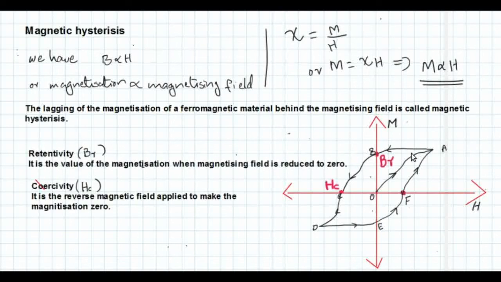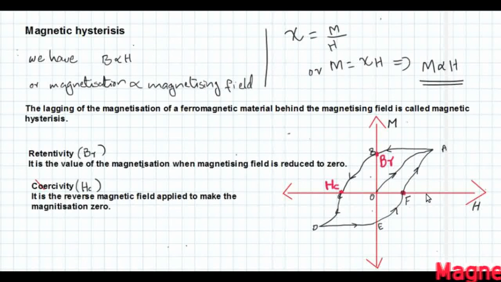Now there are some technical names for these points B and C. What is B? At the point B, H is 0, right? H is the magnetizing field. So the magnetizing field is 0, and at the same time there is some value for the magnetization of the material. It is called retentivity. This point is called retentivity, represented by B subscript R. And what is retentivity? It is the value of the magnetization when the magnetizing field is reduced to 0.